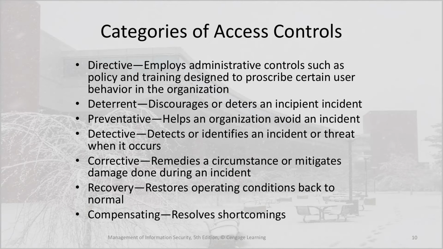There are a number of categories of access control. Directives employ administrative controls such as policy and training designed to prescribe certain user behavior in the organization. Deterrent discourages or deters an incipient incident. Preventative helps an organization avoid an incident. Detective detects or identifies an incident or threat when it occurs. Corrective remedies a circumstance or mitigates damage done during an incident. Recovery restores operating conditions back to normal. And compensating, which resolves shortcomings.